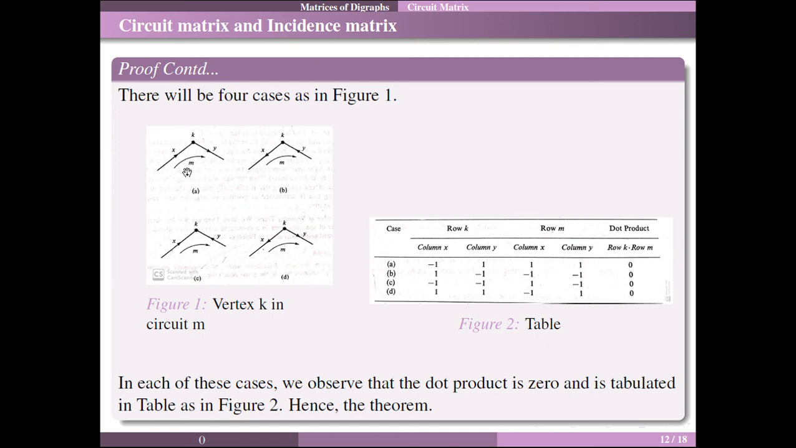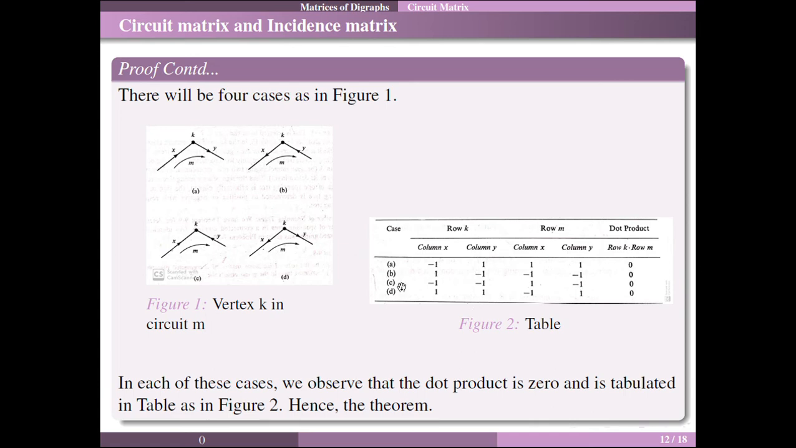If we see the incidence matrix, for X it will be -1 and for Y it will be +1. So the first row corresponding to A, if we see row K, X is having -1, Y is having value 1. For row M, X is having 1 and Y is having value 1. So the dot product of these two rows will give us 0.